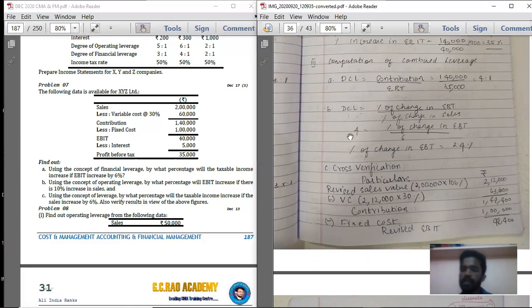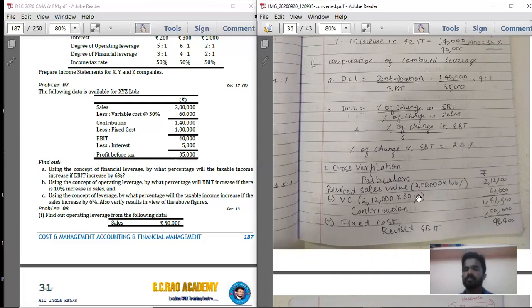Below, draw a two columnar table, particulars and amount. So below the particulars, what is the revised sales value? How much is the increase in sales? 6%. So revised sales value, within bracket, 2 lakh into 106%. Amount column 2,12,000.